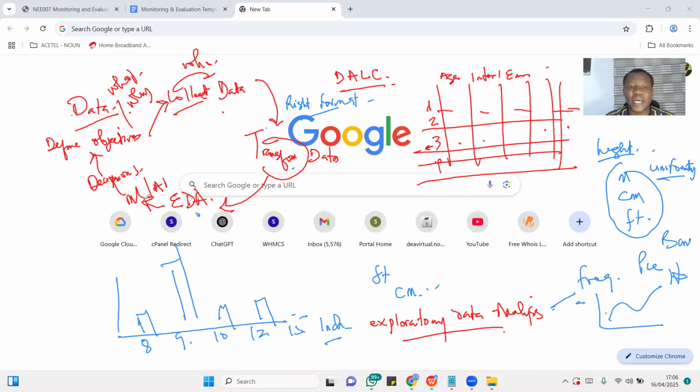And of course, you now get to machine learning. For machine learning, you're trying to look at trend. You're trying to look at correlation. You're trying to look at relationship.